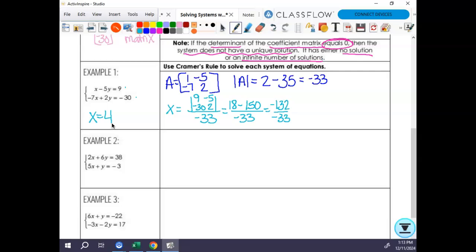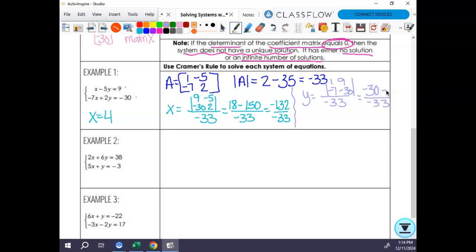All right, so then we're going to do the Y part. So then Y equals, I'm going to have that negative 33 down here. And this time I'm leaving the X's, the 1 and the negative 7. And I'm changing the Y's to the constant, 9 and negative 30. So that's going to give me negative 33 down here. 1 times a negative 30 is a negative 30.